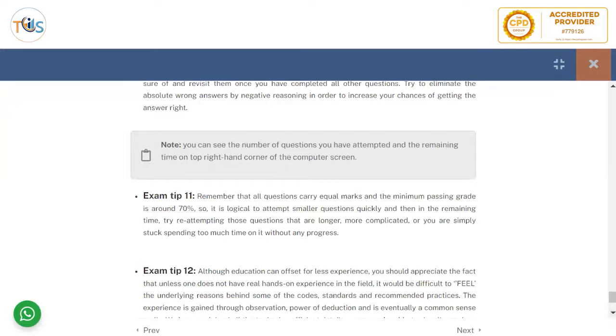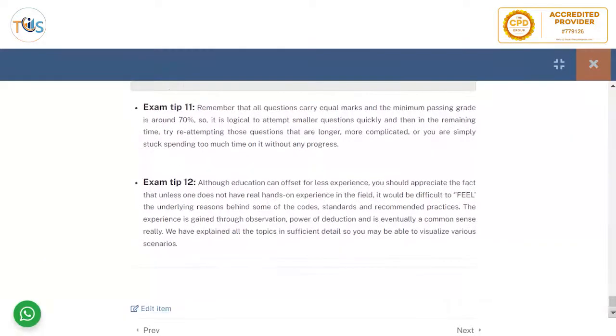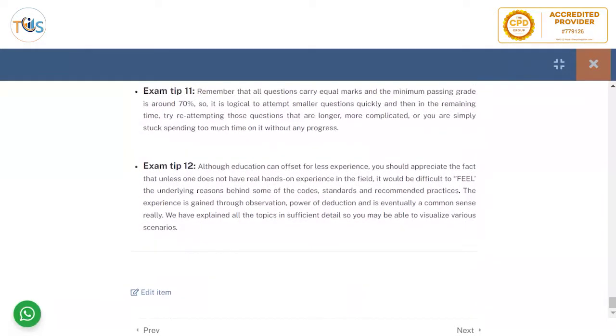Although education can offset for less experience, you should appreciate the fact that unless one has real hands-on experience in the field, it will be difficult to feel the underlying reason behind some of the code's standards and recommended practices. The experience is gained through observation, power of deduction, and is eventually a common sense reality.